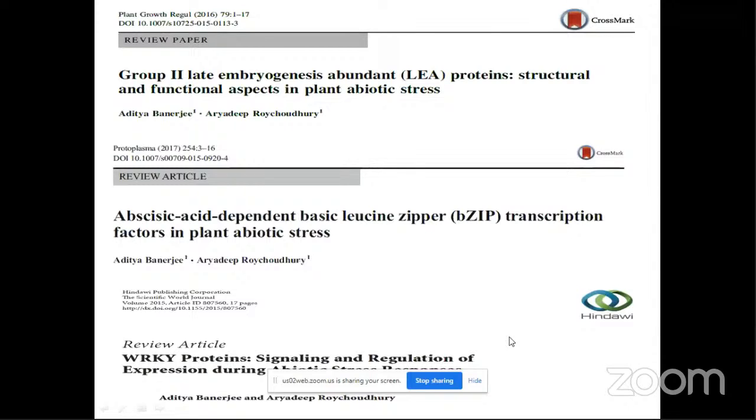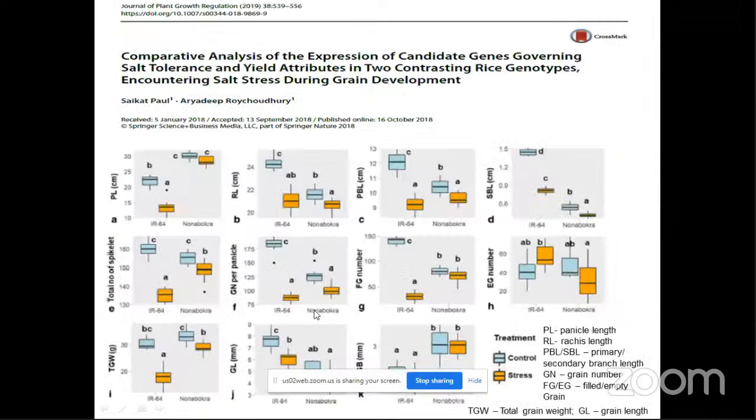These are some of the review papers based on these works, on LEA protein and basic transcription factors. This was one of the works of my PhD scholar, where he characterized several agronomic traits. It was published in JPGR, the Journal of Plant Growth Regulation, where he measured the panicle length and the rachis length. So this is purely agronomy based work.